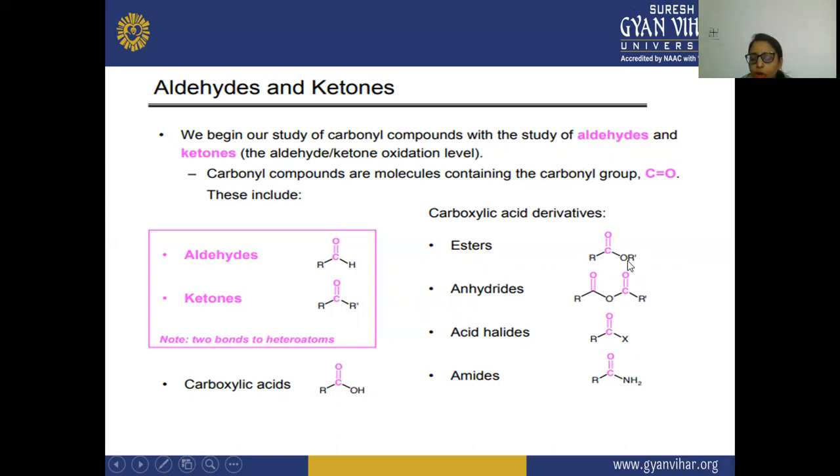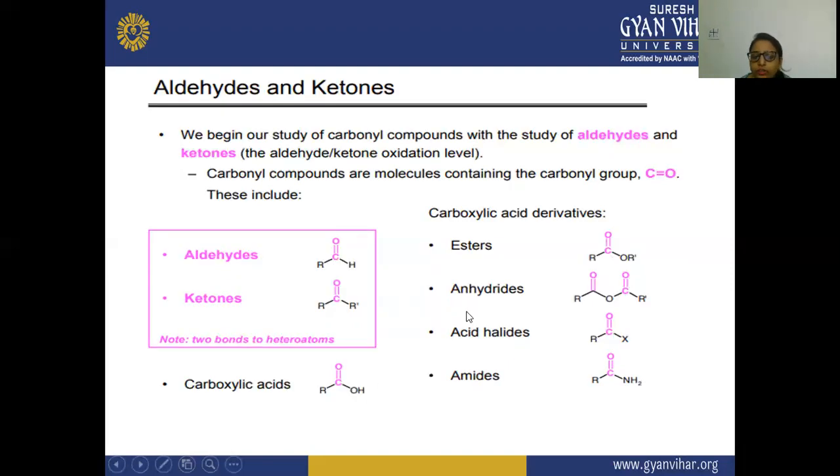Then its name will be methoxy propane, because we are counting from here 1, 2, 3. So this ester's name will be methoxy propane. The second derivative of this carboxylic acid is your anhydride. In your anhydride, you can see that this CO is attached on one side to your alkyl group, and on the other side to this carboxylic acid functional group.